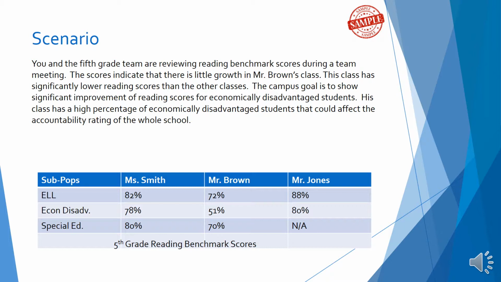So the passing rates for Miss Smith, Mr. Brown, and Mr. Jones, that's the fifth grade team. Notice Mr. Jones does not have special education children in his class. So these are the scores. This is the first set of data that you need. So if I was taking this as a comprehensive exam question, I may jot down on my pad of paper that is provided the biggest pieces of what's happening here. What is going on? What am I noticing about this fifth grade reading benchmark scores? Ms. Smith, Mr. Brown, and Mr. Jones in comparison.